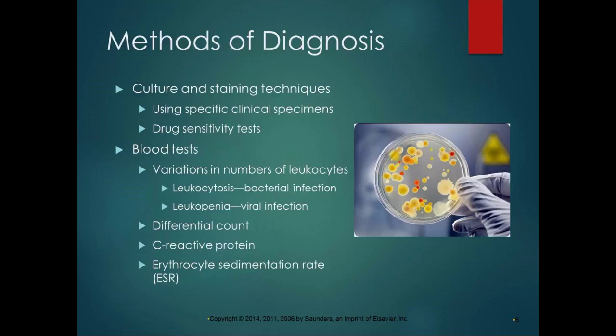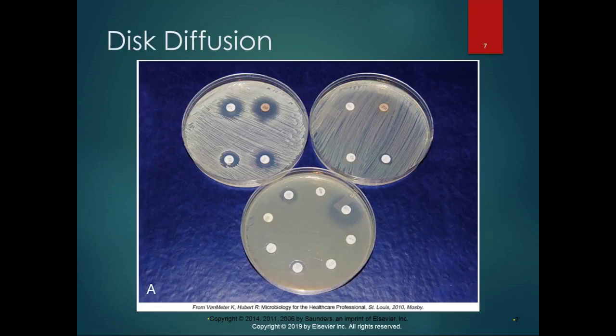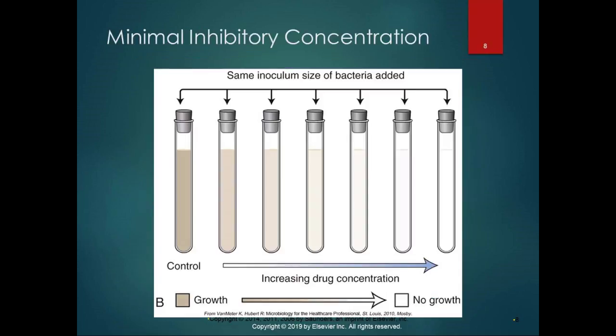C-reactive protein and erythrocyte sedimentation rate are usually elevated with infections, and they're just a general indicator of inflammation. The other thing that they can do, here's some culture and sensitivity things. This is where they're figuring out how much of the drug it takes to kill the thing.